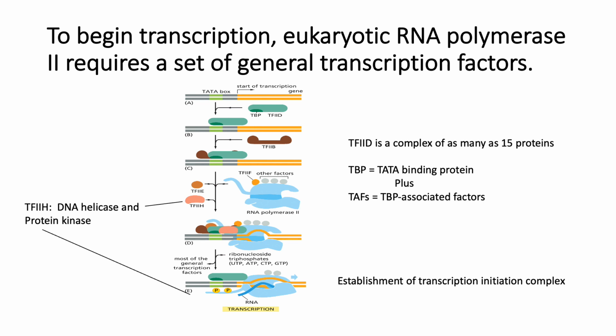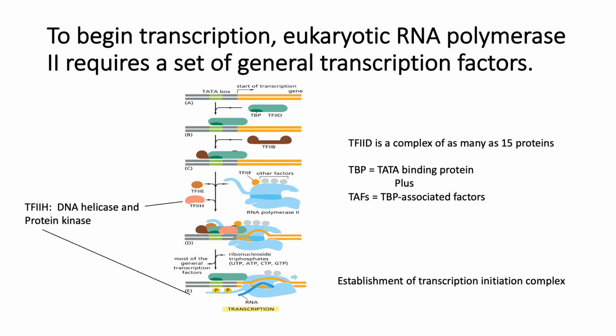So, as it says, to begin transcription, the RNA polymerase II requires what are called general transcription factors. These are extremely important, and there may be as many as 50 to 75 proteins that bind to this, these general transcription factors. And what I've typed at the bottom on the right-hand side is the establishment of what's called the transcription initiation complex by general transcription factors.